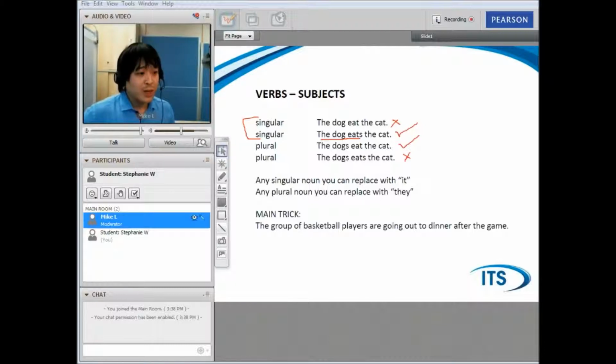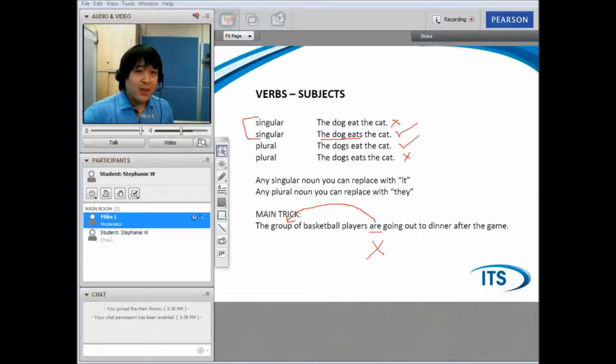If we look down at this bottom sentence, "The group of basketball players are going out to dinner after the game." Well, the verb "are," we see the noun "players" right next to it. Normally, if we say "the players are going out to dinner," that would be correct. But in this case, we have to look a little bit further to the left to see what the actual subject is. And the actual subject is "group." Now, the group is singular, so we can replace it with "it." So we say "it is going," not "it are going," and we know that this verb is incorrect.